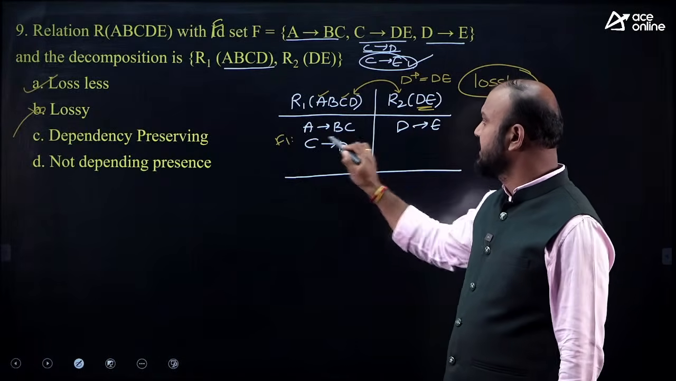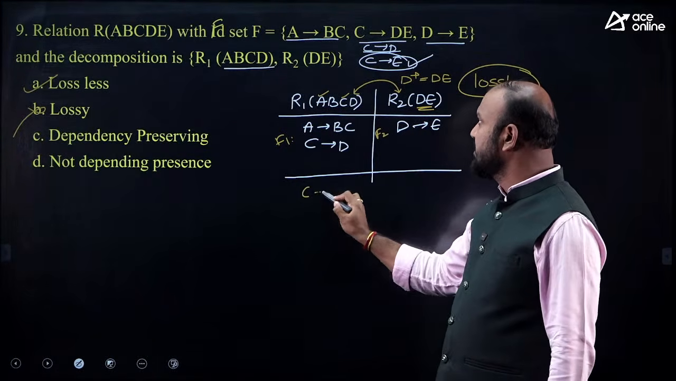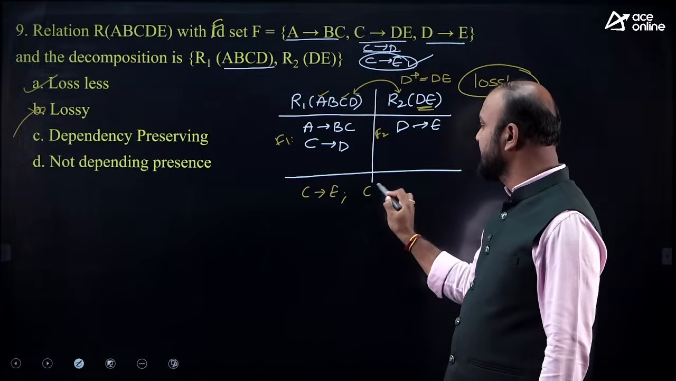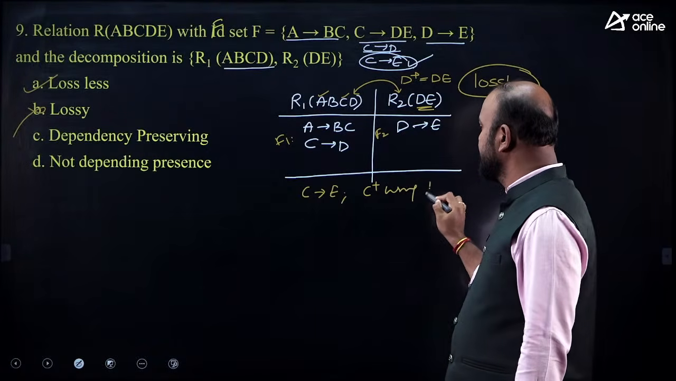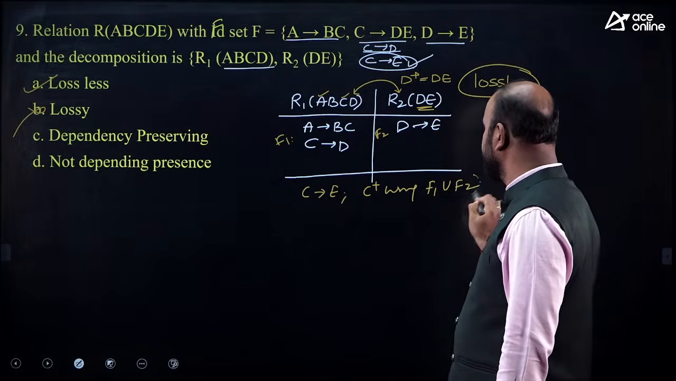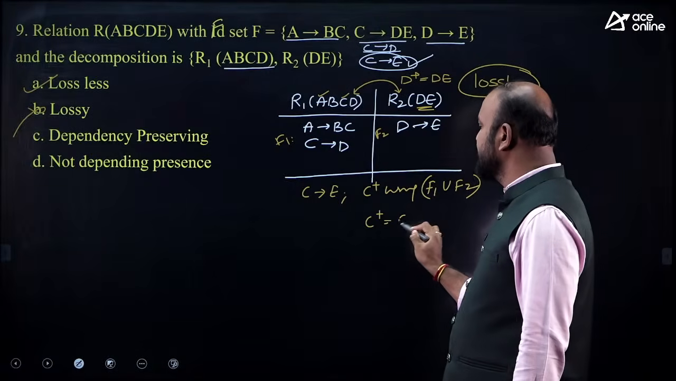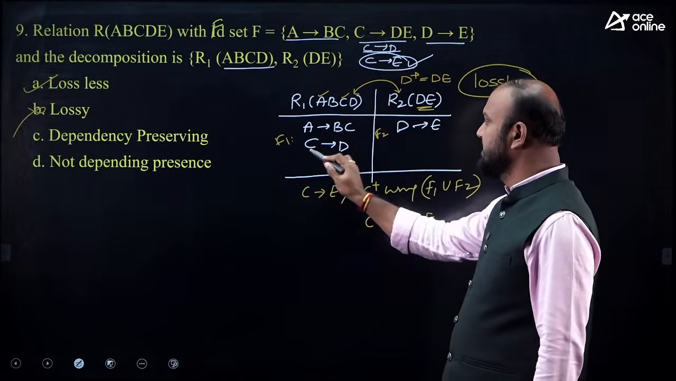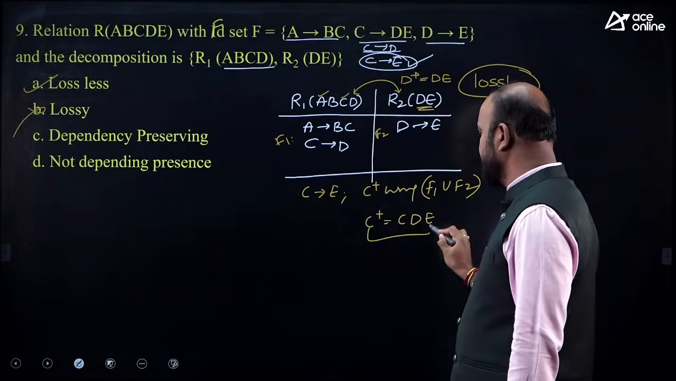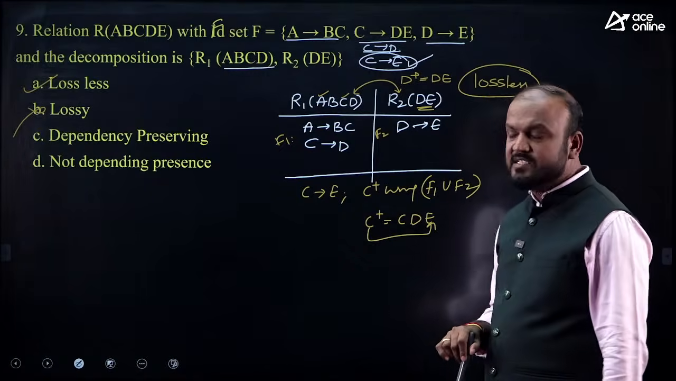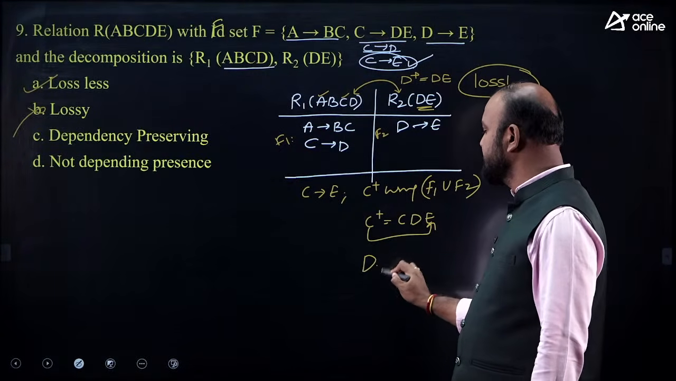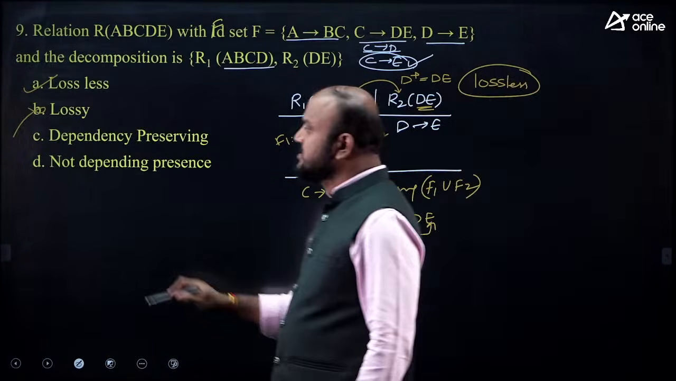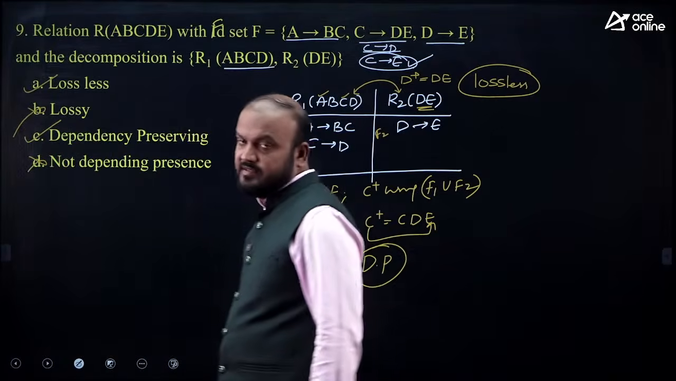Here F1, and I can say F2. Now what is not covered? C to E. That one we can cover using F1 union F2. What is C closure in F1 union F2? C, D, E, because C gives D and with D gives E, so C to E is possible. When C to E is possible, we can say dependencies are preserved. So the answer is option C, and D is wrong.